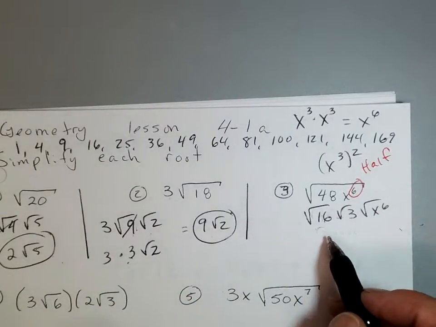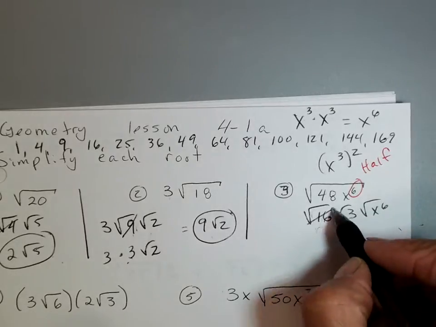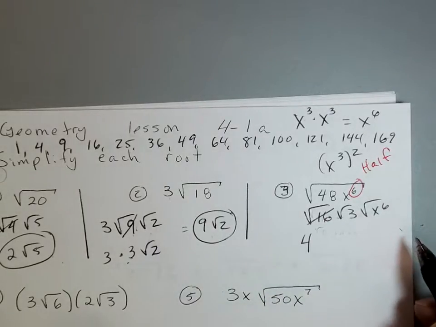Square root of 16 is a perfect square. Square root of 16 is 4. Wait, it's still x to the 6? Yeah, I'm going to change it real quick. I'm doing it step by step.